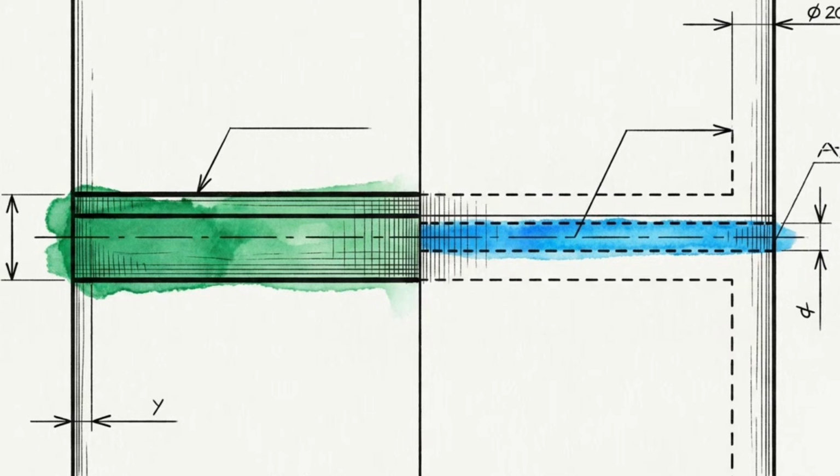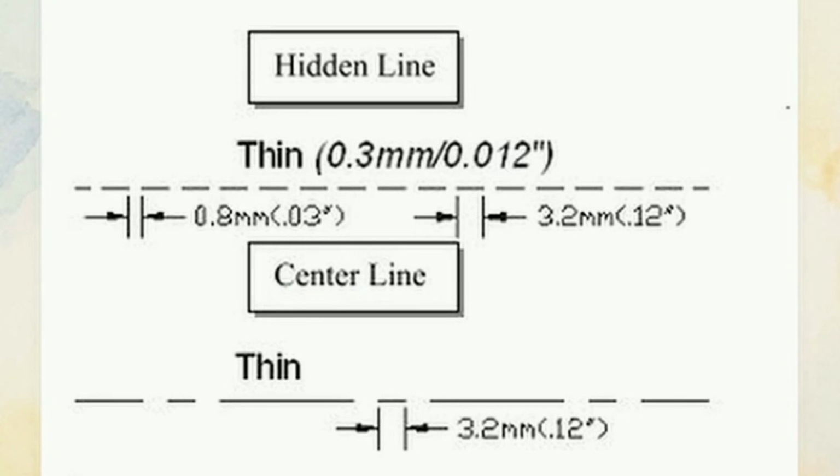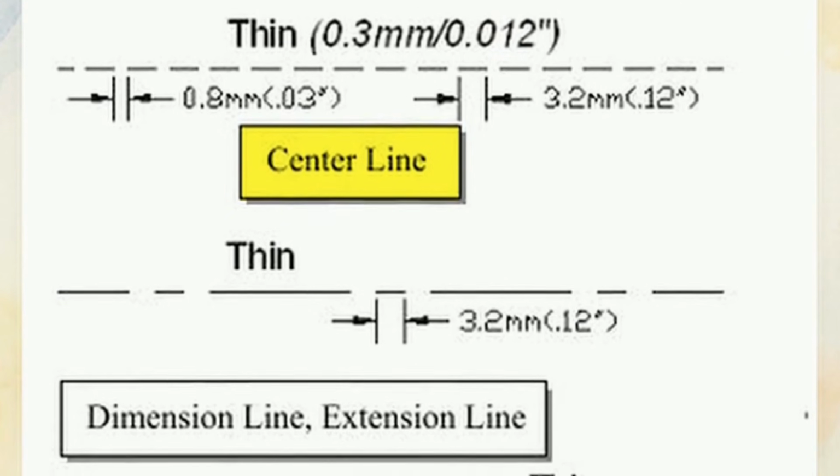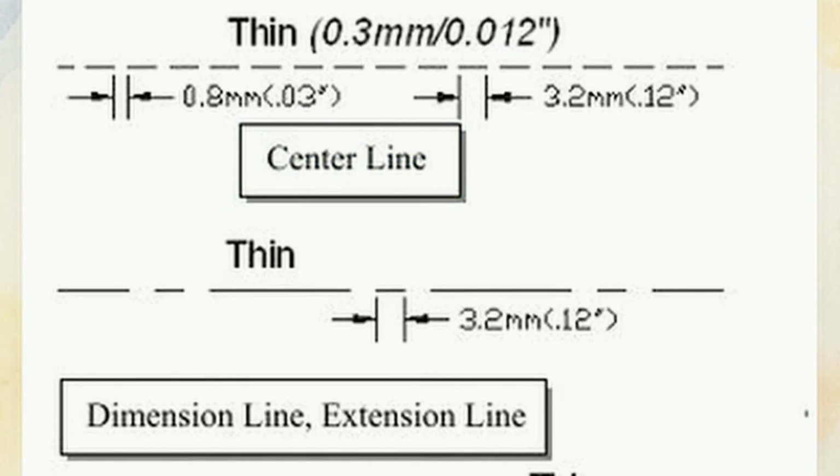A thick, solid line means you are looking at a physical, visible edge. A thin, dashed line means you are looking at an invisible internal feature. This image shows a direct comparison between the two invisible markers. The hidden line uses short, even dashes to mark the edge of an internal feature. The center line uses alternating long and short dashes to mark the dead center of it.